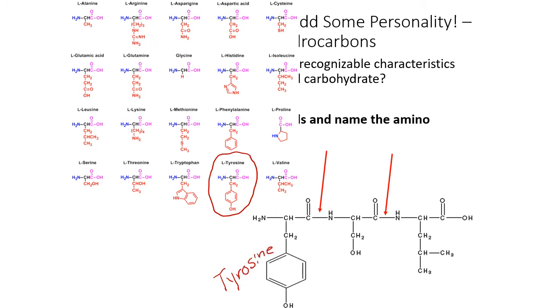We look at our middle amino acid, we have a CH2 with an OH. If we look at our list of possibilities, we see that it is serine. Our last example, we have a branched carbon group, and that branch comes off the second carbon. So this is leucine.